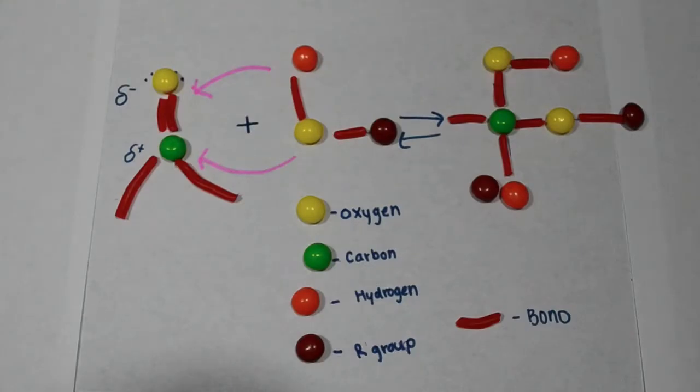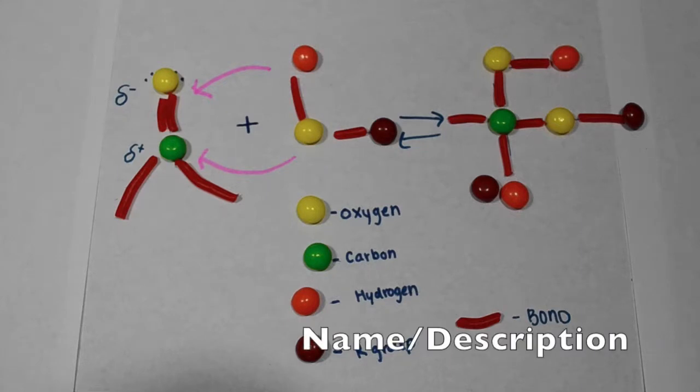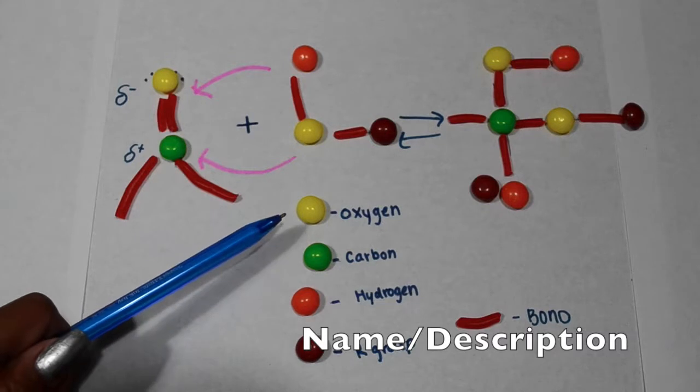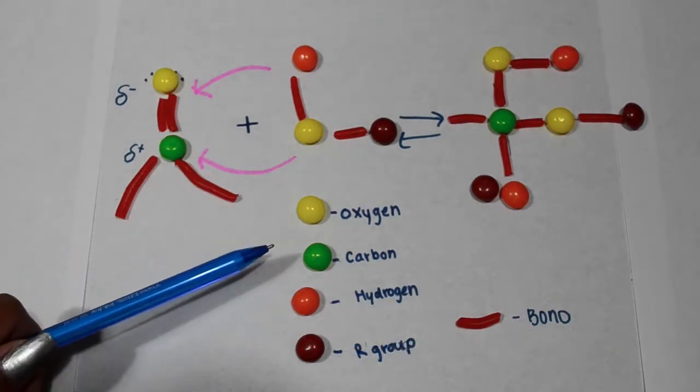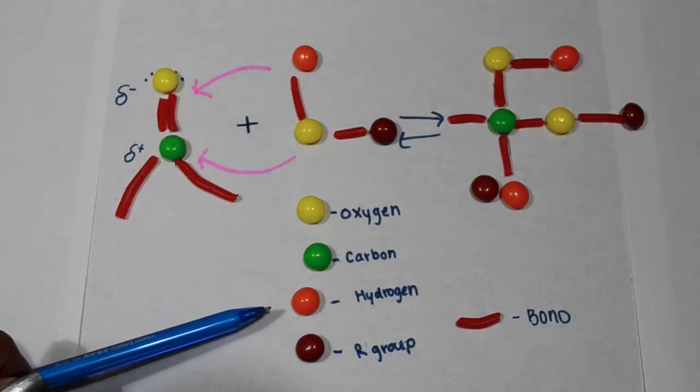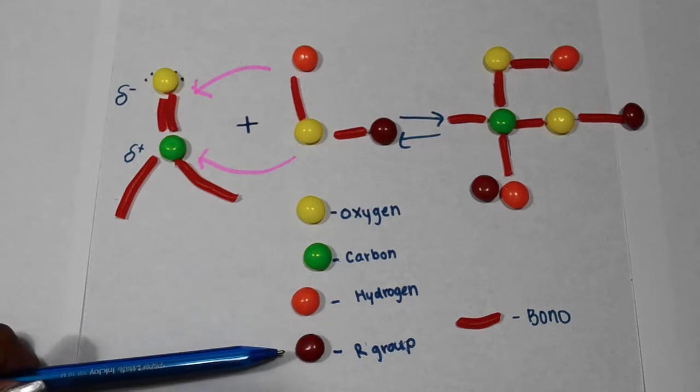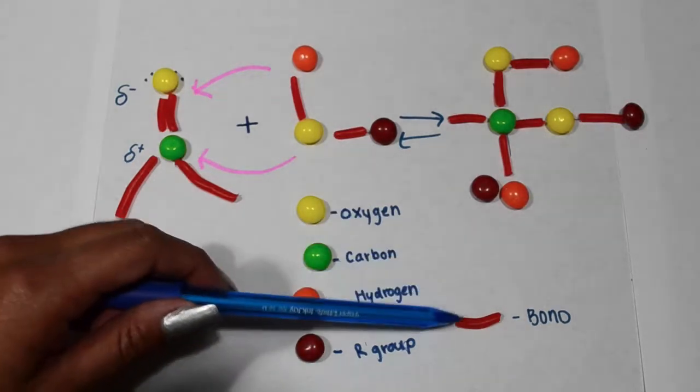First, I'm going to show you an illustration I have made using candy pieces. At the bottom center of the page, I have made a key. Yellow Skittles will be oxygen, green Skittles will be carbon, orange Skittles will be hydrogen, red Skittles will be an R group, and red Twizzlers are the bonds.